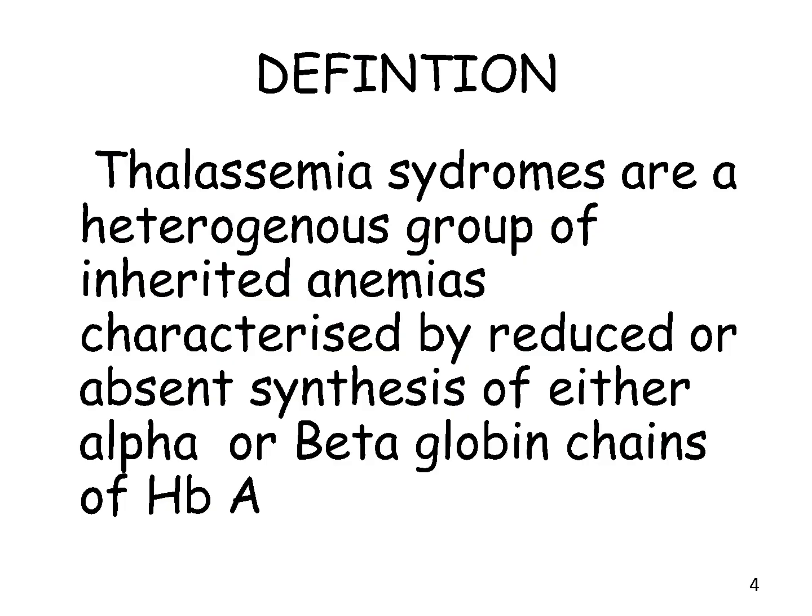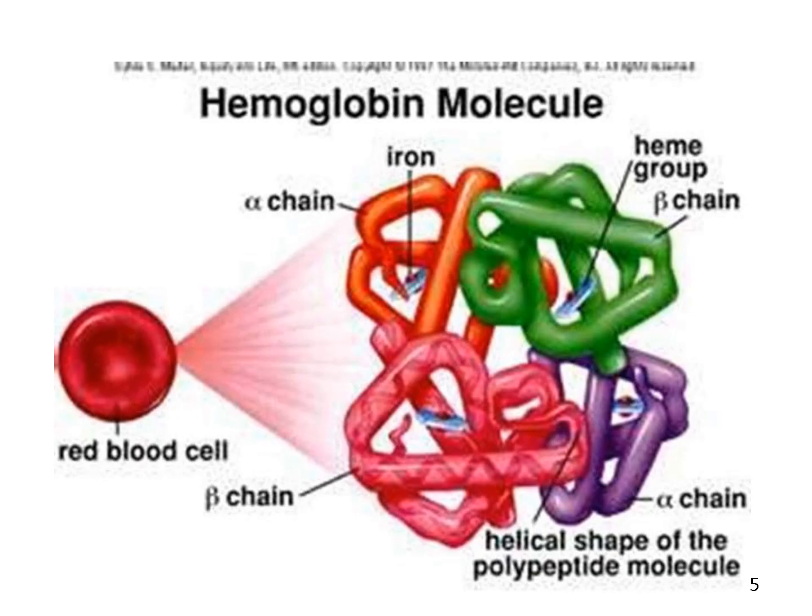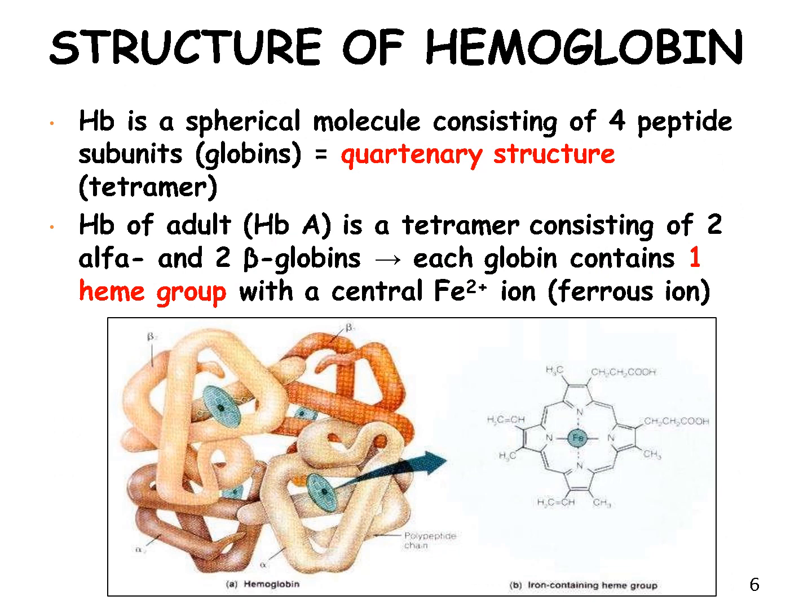Now we shall define thalassemia. Thalassemia syndromes are a heterogeneous group of inherited anemias characterized by reduced or absent synthesis of either alpha or beta globin chains of HbA. Here we can see the hemoglobin molecule in which there are alpha chain, iron, beta chain and heme group. This picture shows the structure of hemoglobin.